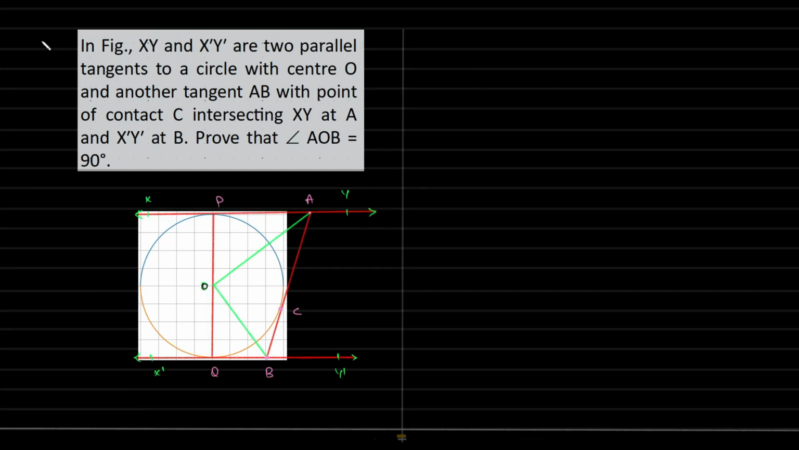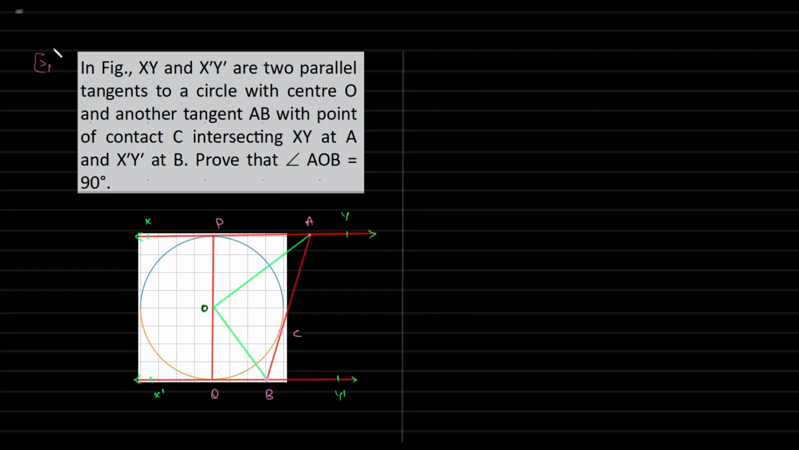In the figure, XY and X'Y' are two parallel tangents to a circle with center O, and another tangent AB with point of contact C intersects XY and X'Y' at A and B. Prove that this particular angle AOB is 90 degrees.